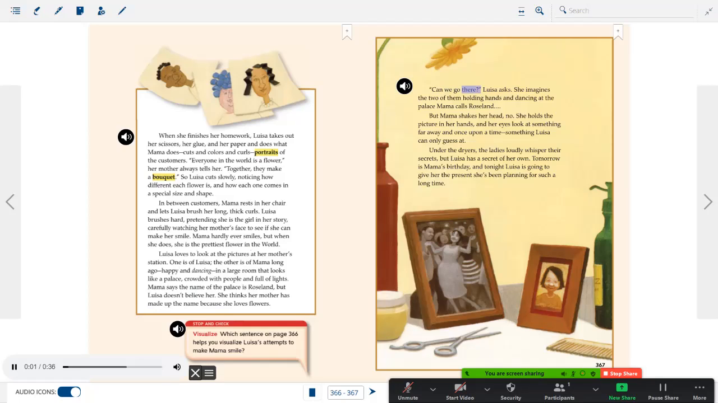Can we go there? Louisa asks. She imagines the two of them holding hands and dancing at the palace Mama calls Roseland. But Mama shakes her head no. She holds the picture in her hands, and her eyes look at something far away and once upon a time, something Louisa can only guess at.